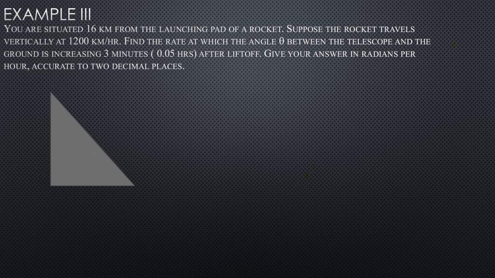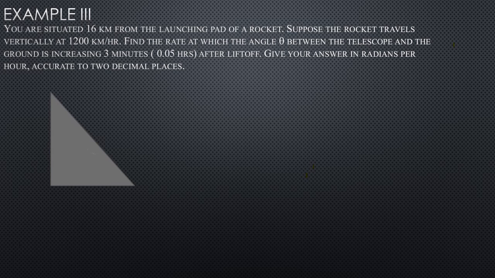So you are situated 16 kilometers from the launching pad of a rocket. Suppose the rocket travels vertically at 1,200 kilometers an hour. Find the rate at which the angle between the telescope and the ground is increasing 3 minutes or 0.05 hours after liftoff. Give your answers in radians per hour, accurate to 2 decimal places.